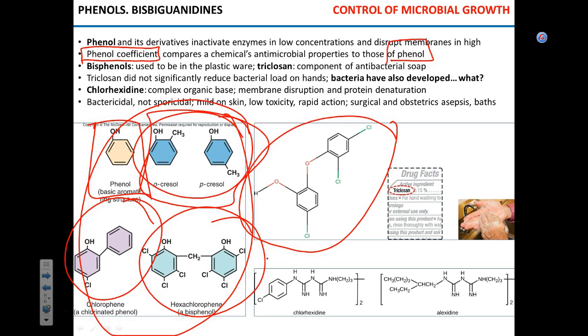Another interesting compound right here, it's a phenol compound as well. It is called triclosan. If you take antibacterial soaps, different antibacterial cosmetic products, you're going to find triclosan in there. Okay, it is pretty safe for humans.